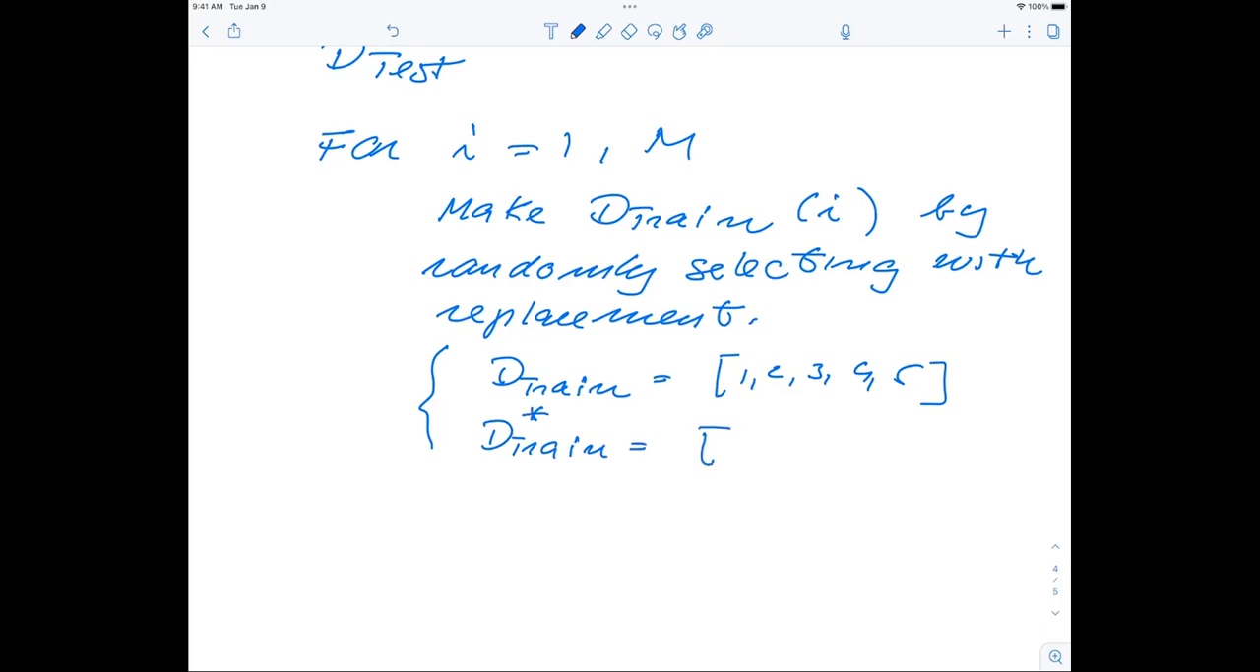And that could now be, we pick number 2, that's the first point. And then we pick number 3 here. But then we could pick number 2 again. We could pick number 4 randomly. And we could pick number 1. That's my new data set. And so I would treat this as a new data set.